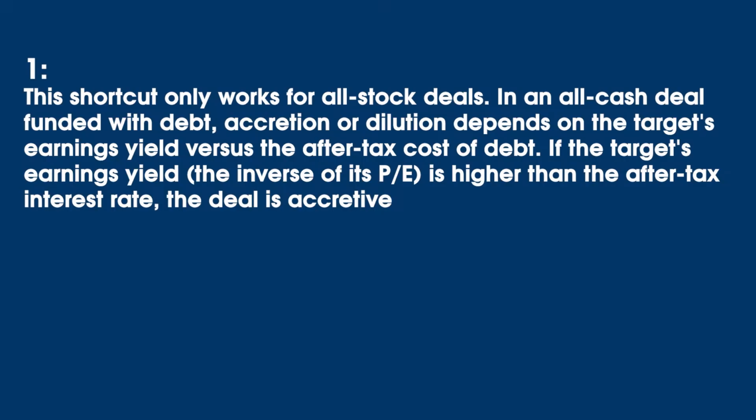There are a few important caveats to mention if you want to show depth. First, this shortcut only works cleanly for all-stock deals. In an all-cash deal funded with debt, accretion or dilution depends on the target's earnings yield versus the after-tax cost of debt. If the target's earnings yield, which is the inverse of its PE ratio, is higher than the after-tax interest rate, the deal is accretive.